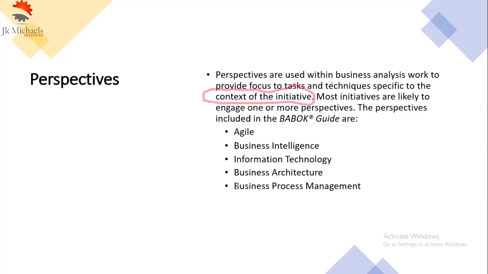So if we decide to do a little bit of implementation of Six Sigma and streamline our process using a value stream map, then the perspective we're using is business process management. We're using it to identify areas of waste so that we can eliminate them and have a more streamlined process.